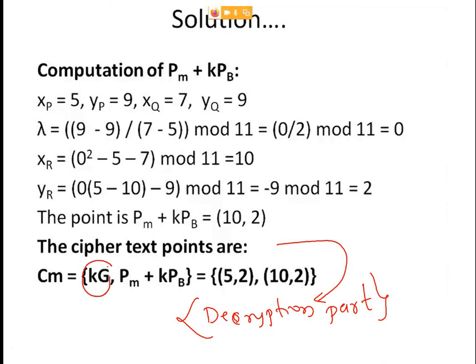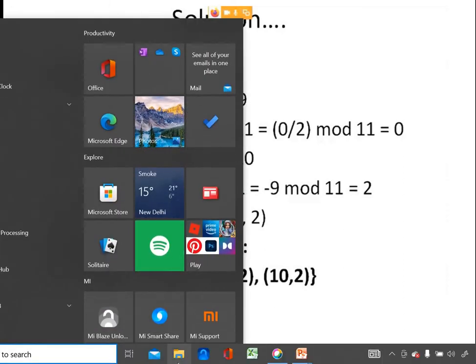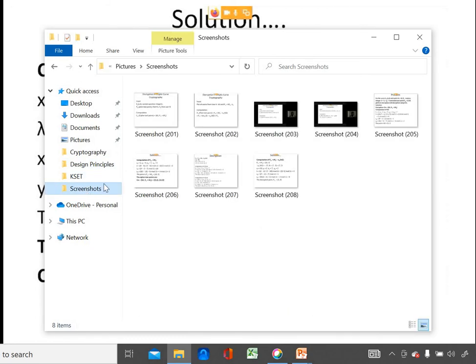In the first step, we have to multiply the first part, kG, by nB, that is the private key of B. Then this value is subtracted from the second part to get the plain text. So let us see that. Just a minute, I'll open that particular slide. You can see here.